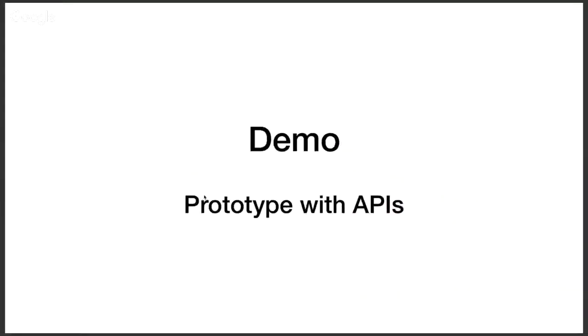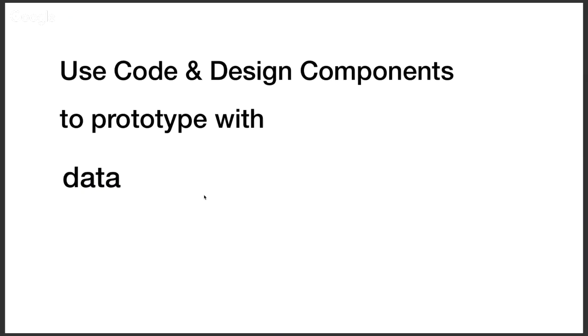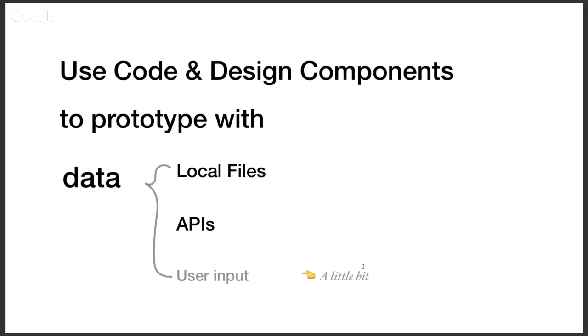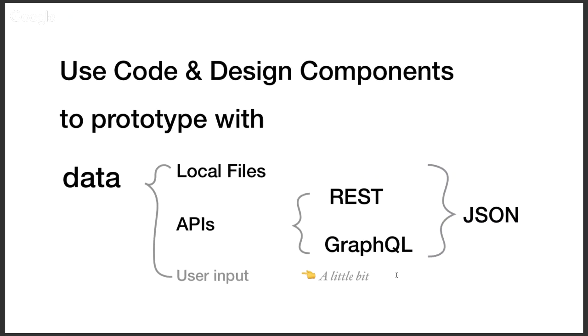Quickly back to the slides. I just talked about using code and design components to prototype with data, and by data I meant local files and APIs. For APIs, I very quickly showed you how to do it with REST APIs and GraphQL, and everything is in JSON, which is actually quite easy to work with. Hopefully you will agree with that. But if you find it confusing, don't worry.